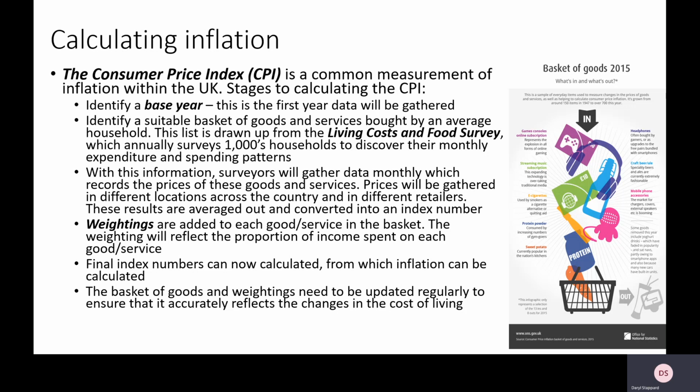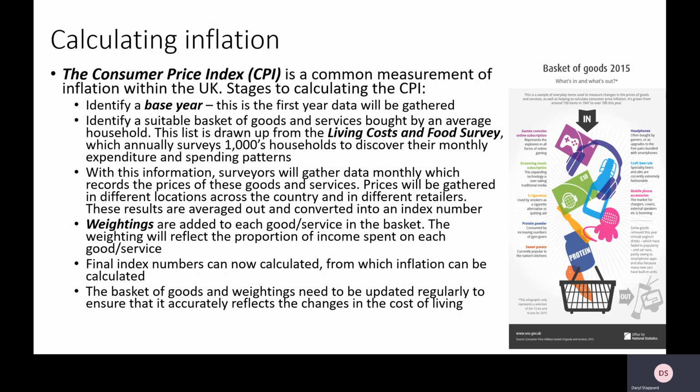And then what we can then do on a monthly basis is to gather prices for these goods and services across the economy and across different regions across the country. We can then average these out, and then we can find a new index number. So over time, if there's inflation, the index number would increase. What we'd also do will be to attach weightings to these different goods and services. So what we want is the relative importance of these different products to be reflected within the basket of goods and services. So things that people spend a bigger proportion of their income on will have a much bigger weighting than things that people spend a smaller proportion of their income on.